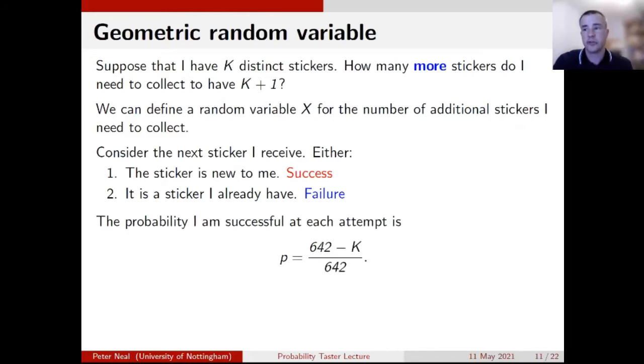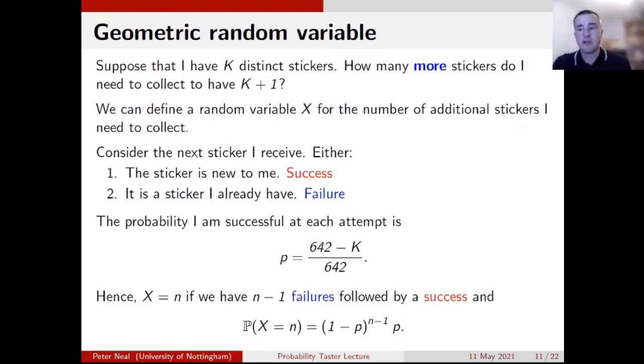So how many stickers do I need to get a success? Well, I can look at my probability of being successful. As with a lot of the probabilities I've written down, my denominator is just how many different stickers I've got, which is 642. And the number of stickers which are good for me, i.e. ones I haven't got before, will be 642 minus k. So minus those I've already got.